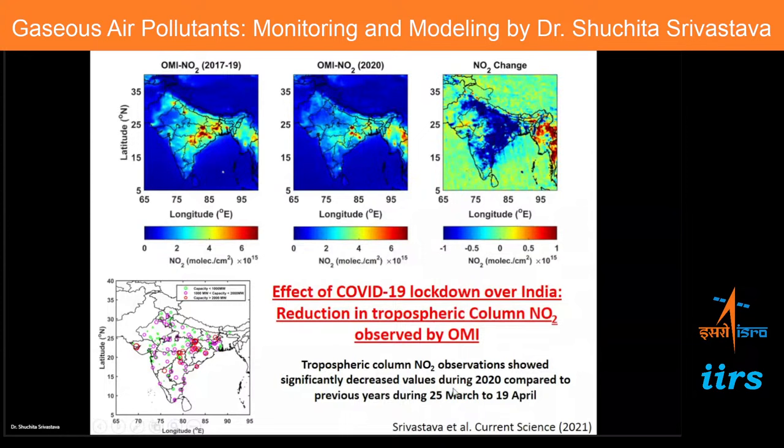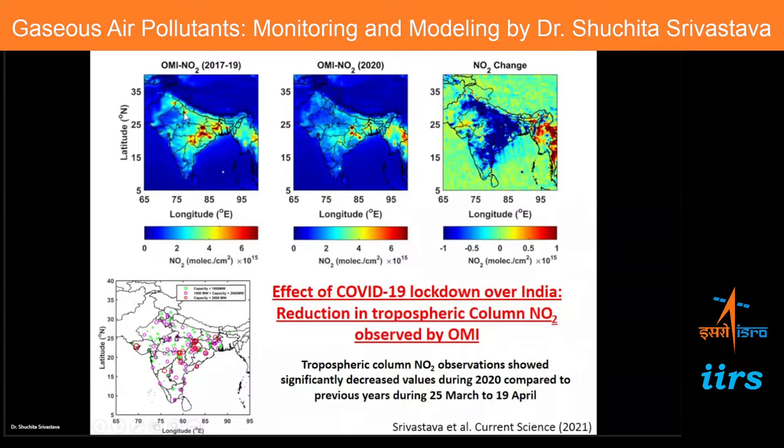For this period, we used satellite data. This is the OMI NO2 distribution. In this plot, the OMI NO2 distribution is shown for 2020. And in this plot, you can see the OMI NO2 distribution averaged for the same period, but taken for other years, which were normal years. This was the lockdown year. So you can see the values are very high.